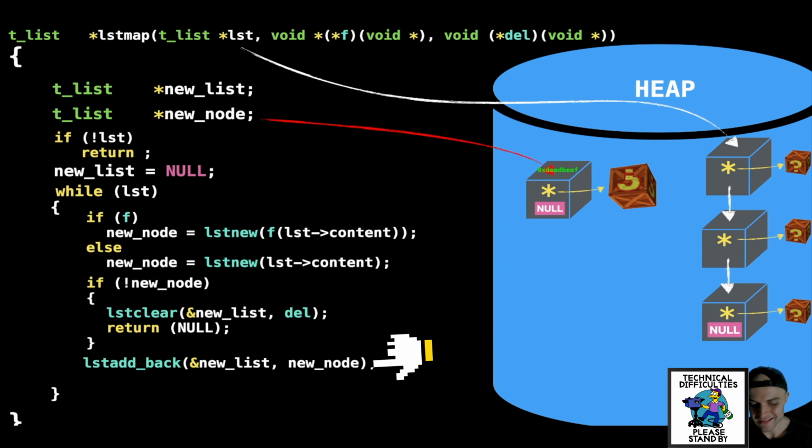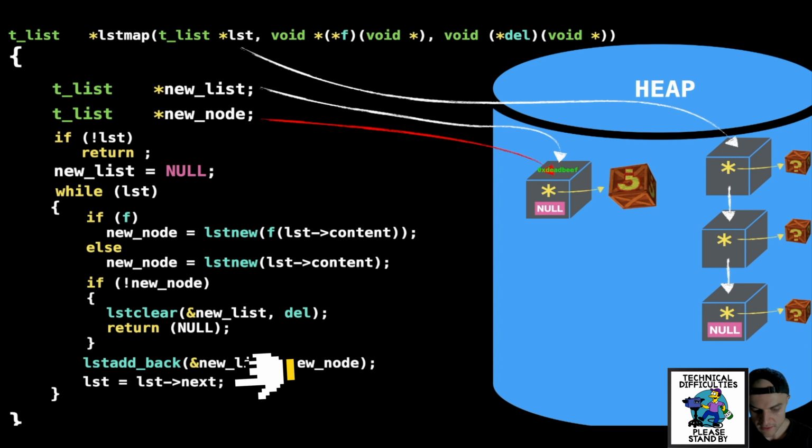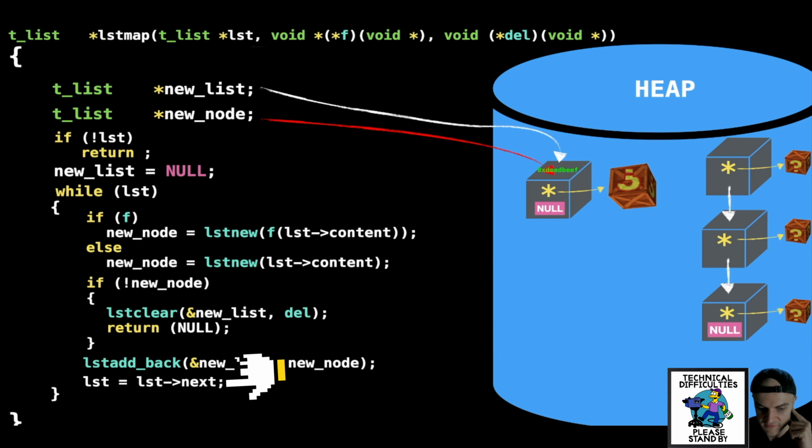Then I'm going to say list add back. So this is a function to append, right? This is going to append a node to the list. So what is going to happen? Well, new list now is going to point to the new node just created, right? And then I'm going to say list is equal to list next. So I'm going to move on the pointer. So I go to the second node, and then we keep going on, right?